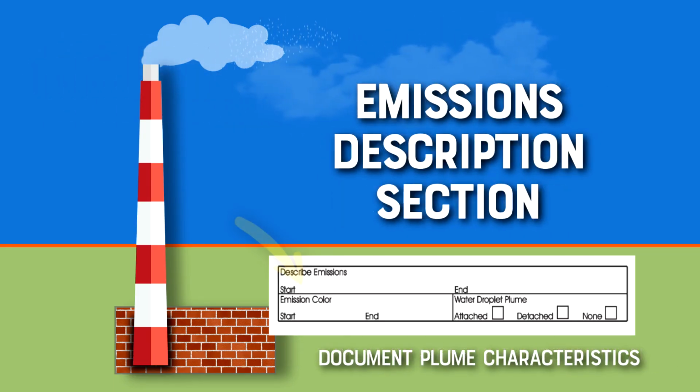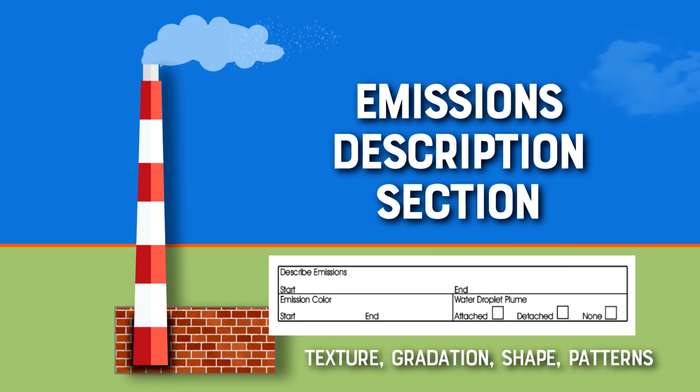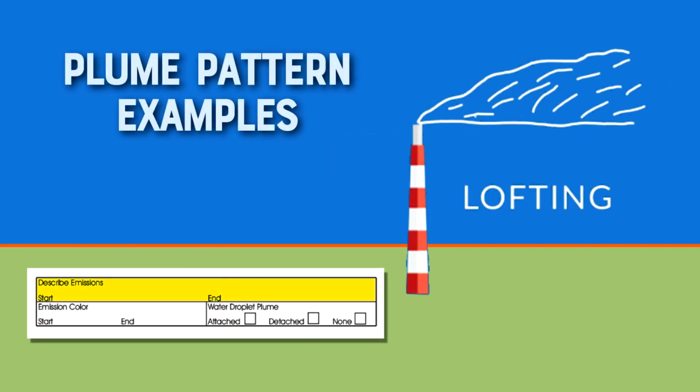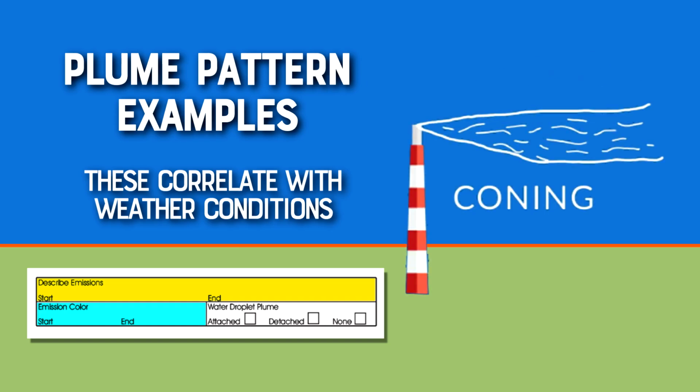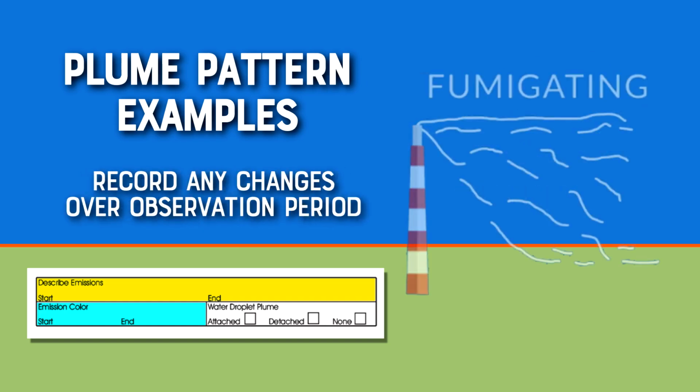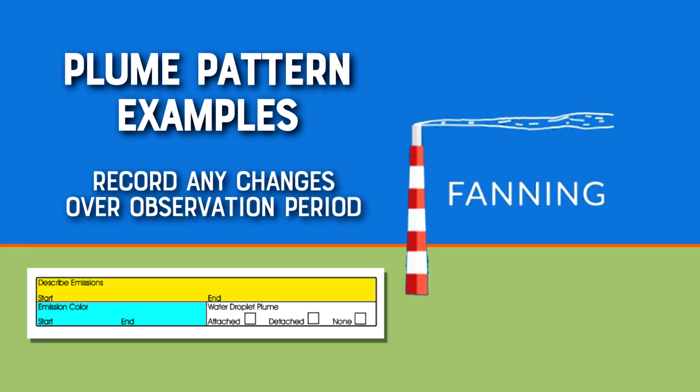In the Emission Description section, document the plume's characteristics such as texture, gradation, and shape, including patterns like coning and fanning. These plume patterns correlate with specific weather conditions. Record any changes in plume characteristics during the observation period in the adjacent comment space.